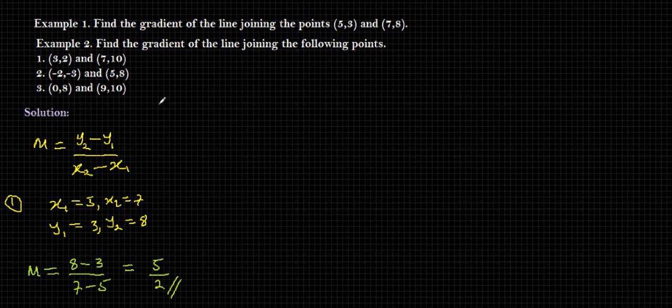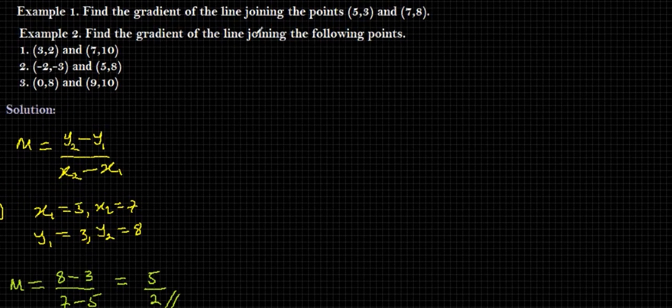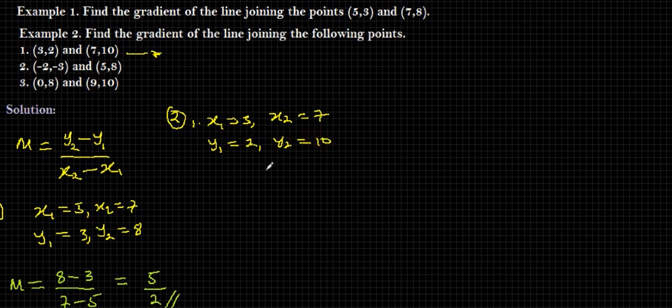So now let's go to example 2. From our example 2, the first one here, we are going to have our x1 to be equal to 3, and we have our x2 to be equal to 7. We have our y1 to be equal to 2, and we have y2 to be equal to 10. So that's what we have.